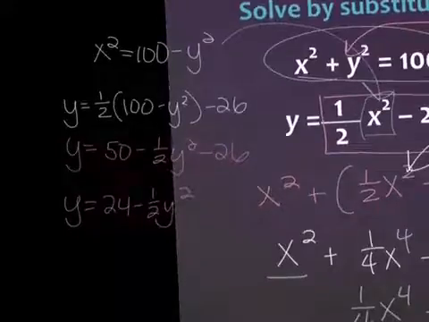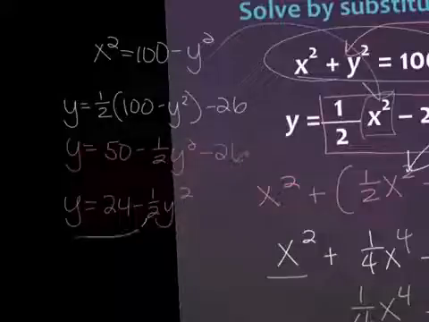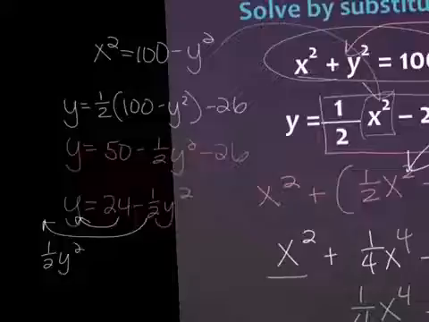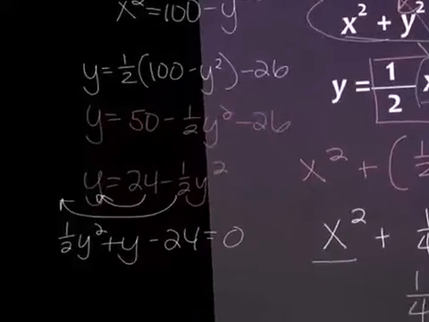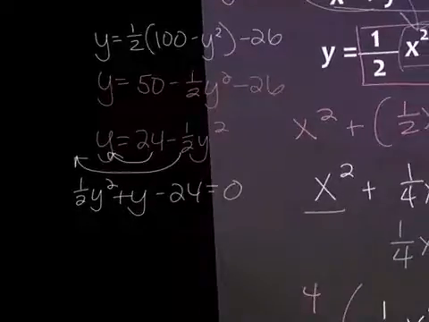I still have the squared and the non-squared, which means I still have to get everything to one side. Instead of this being negative, I'm going to move it over here so it's positive: 1/2 y squared plus y minus 24. And then multiply everything by 2 to get rid of that 1/2.